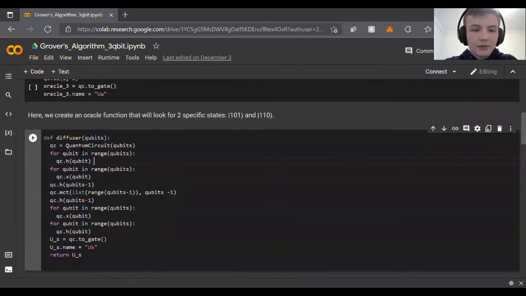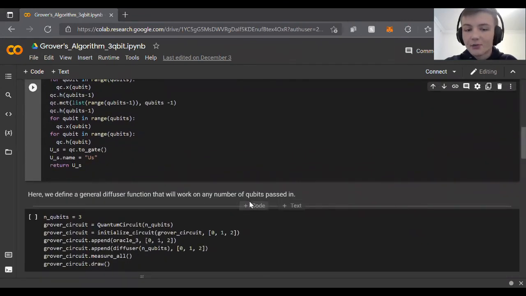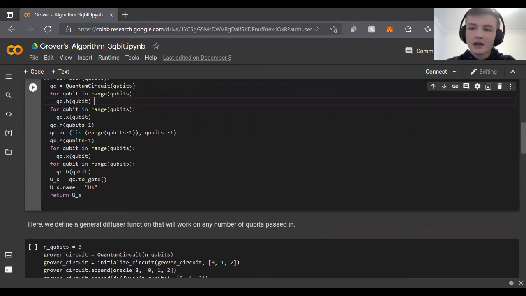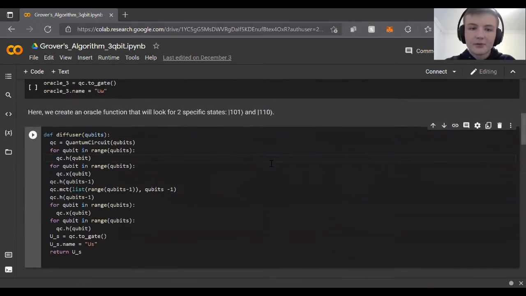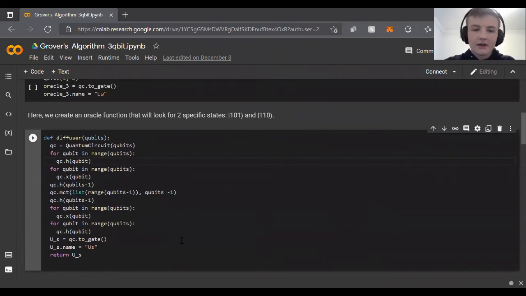Once again, we will apply this diffuser function. This is a general diffuser function that will work on any number of qubits passed in. So it doesn't matter the number of qubits, it will work for any case. In this case, it will be 3. We define a new quantum circuit.